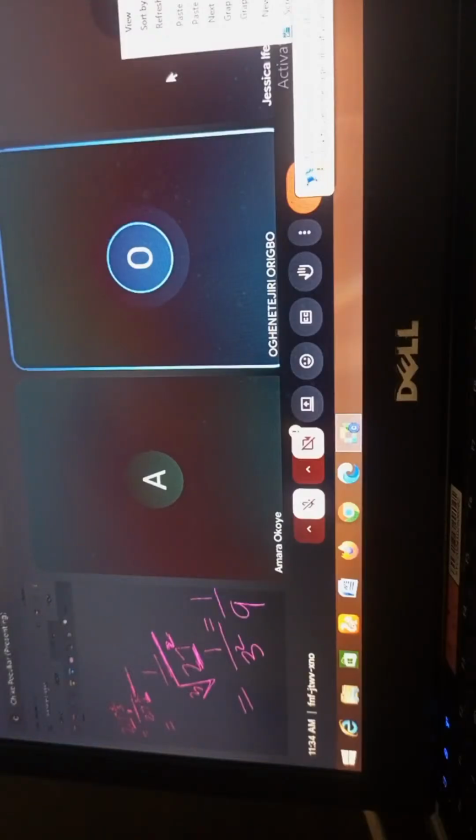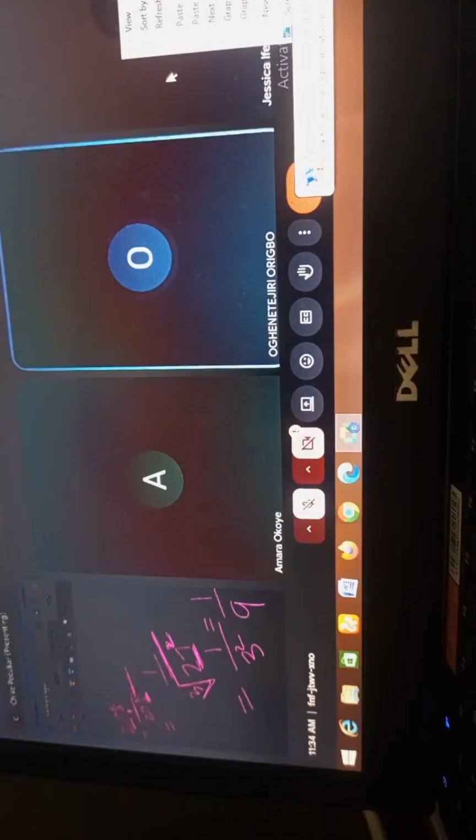Please come again, without... 1 all over 3 raised to the power 2. Wait, where is? 1 all over 3 raised to power 2. That's the answer.